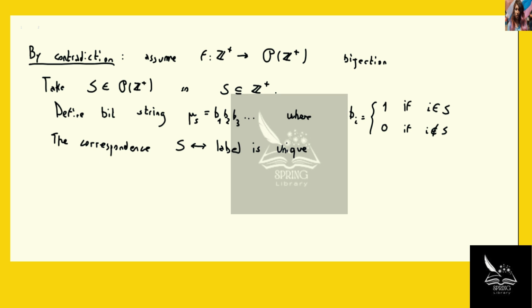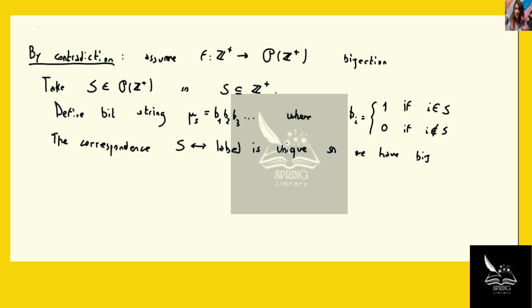Now, of course, the correspondence between the sets S and the labels that were given in this way is unique, because to every set we can construct a unique label, and from every label we can reconstruct the set by just adding to S the indices where the string is 1. So for instance, for 0, 1, 0, 1, 0, 0, 0, we will need to add the second and the fourth element to S. So S will be just 2 and 4.